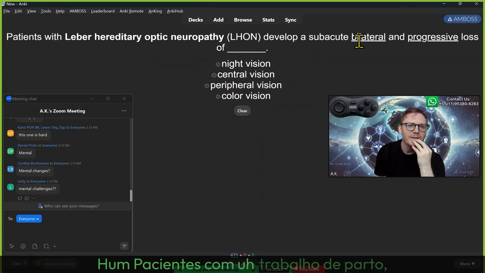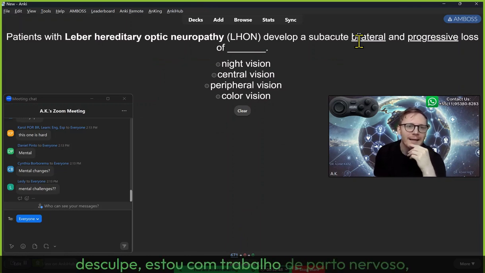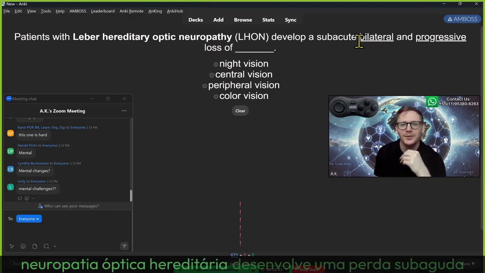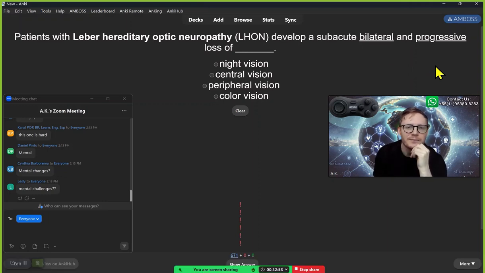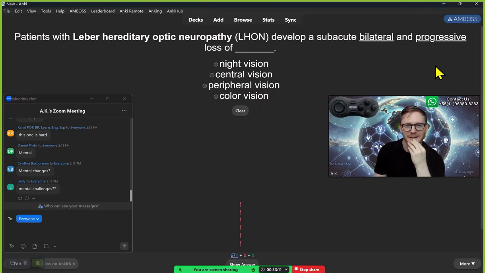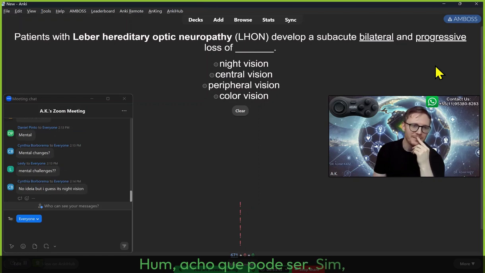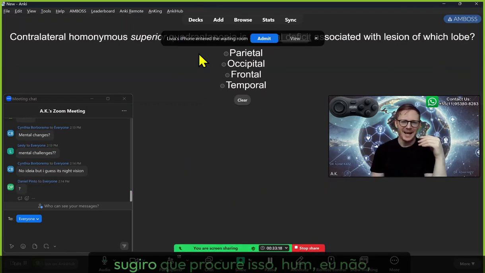Patients with Leber hereditary optic neuropathy. Sorry, I'm nervous. Leber hereditary optic neuropathy, LHON, develops a subacute bilateral and progressive loss of what? What are you thinking? This is really, really lesser known. This is not very well known. Yeah, this is tricky. So I got central vision. I guess I got it right. Yeah, that one, I suggest you look that up.